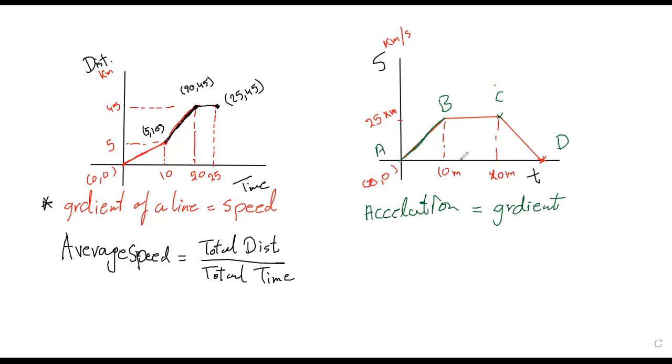From B to C, Osama, what is the value of acceleration from B to C? It's 0, because the man is standing somewhere, time is passing, but there is no speed, which means he is standing. Thank you. What about the third part of the journey, CD? Is it acceleration or deceleration? Deceleration. And what is the value of the acceleration in this part?